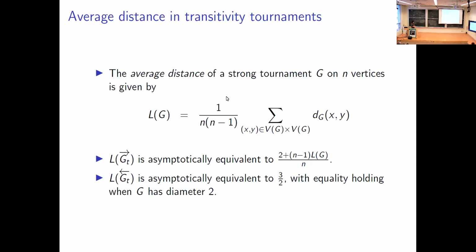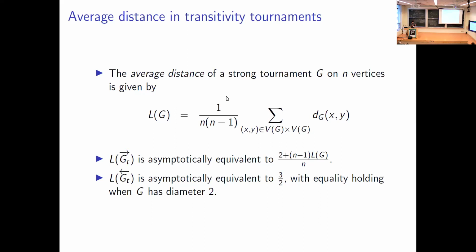So average distance also behaves quite similarly to diameter. If L of G is the average distance of a tournament G on n vertices, then as t goes to infinity, asymptotically, the average distances of transitivity tournaments are equivalent to this expression over here, 2 plus (n minus 1) times the average distance of G, over n. So if n is large, then it won't deviate much from the average distance of the base.